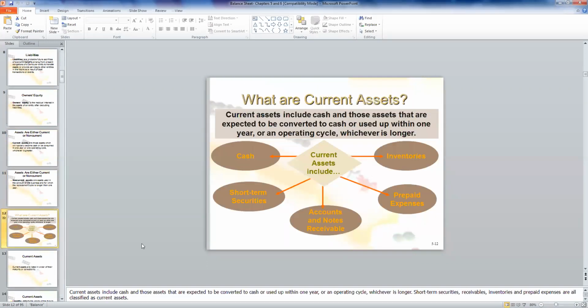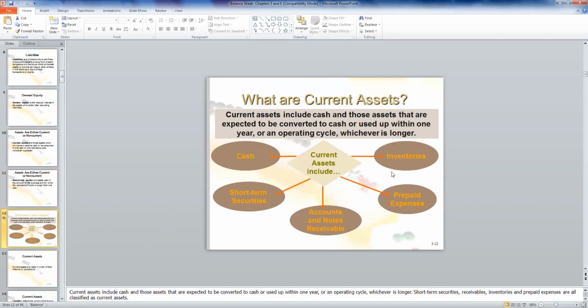So the type of current assets that we have are cash, short-term securities, inventories, prepaid expenses, and possibly accounts and notes receivables. So I'm going to go through most of these so you have a basic idea as to what they mean. Some are obvious, like cash. Everybody knows what cash is. Things like short-term securities, prepaid expenses, inventories. You may or may not know what those are, but those are things that are pretty straightforward.